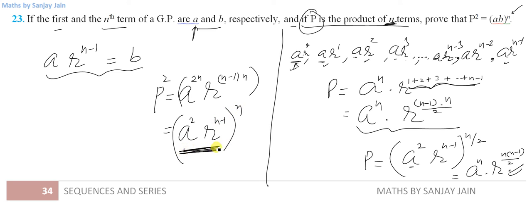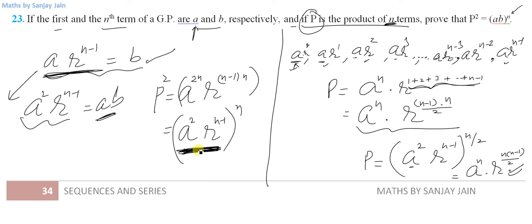Now look at this. This is a squared r raised to power n minus 1. This is a r raised to power n minus 1. So if I multiply this equation with a on both sides, this will be a squared r raised to power n minus 1 equals a into b. So this is ab. So what is written in the bracket is ab. So I think the relation that we wanted to prove is proved.